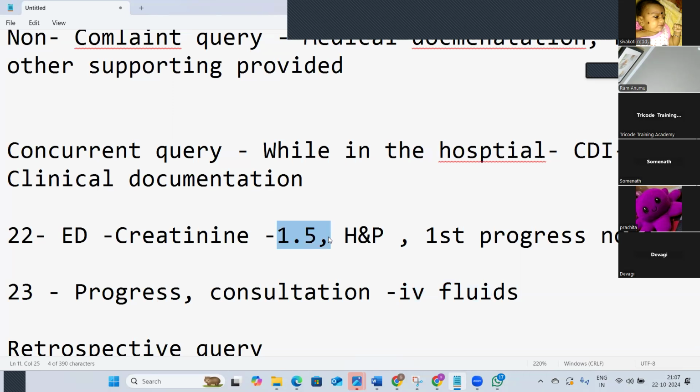Maybe he's treating everything. He knows that creatinine is abnormal and starts treatment with IV fluid. But the mistake he made is that he missed documenting the acute kidney injury. That way, now the CDI person will identify all the clinical indicators and treatment and give everything to the physician.